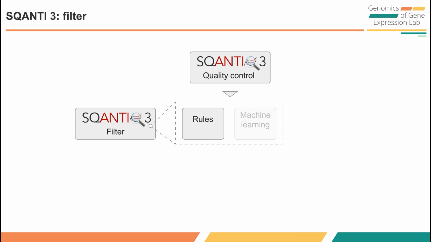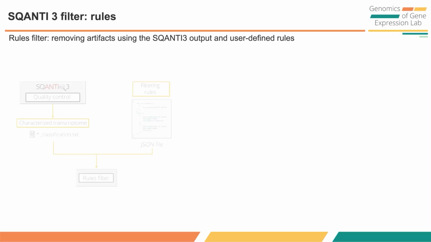Now, let's first look at how to run the rules classifier. SQANTI rules will be used to accept or discard an isoform based on the attributes obtained through SQANTI3 quality control. To define those rules, the user will need to create a JSON file specifying which SQANTI3 quality control attributes and thresholds are to be used for filtering and, therefore, the properties of the transcripts that are to be included in the final transcriptome. The rules filter only needs an SQANTI3 classification file to work.